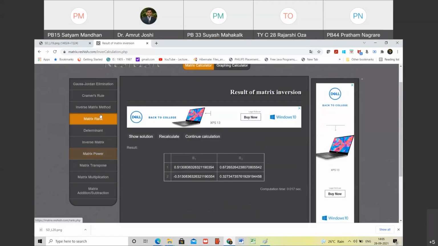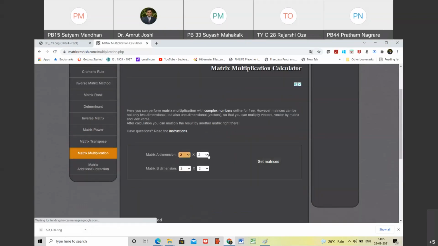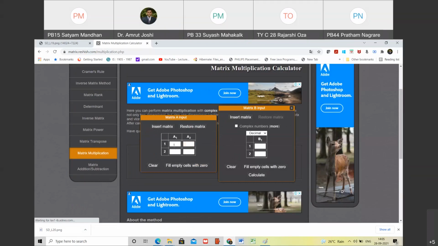So we need to now do the matrix multiplication. The first matrix is 2 cross 2. The second matrix is 2 cross 1. Set matrix. So what is the first matrix?